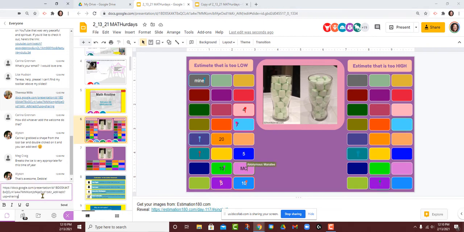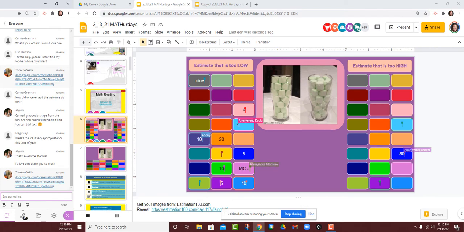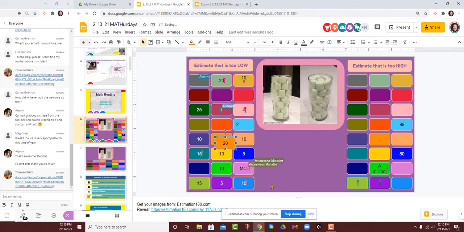Again, if you are wanting to interact with the slides, the link is in the chat box. Give us an estimate that's too low. So far, our lowest one comes from whoever picked orange. If you would like to, I invite you to turn on your microphone and tell us why you think 20 is too low.